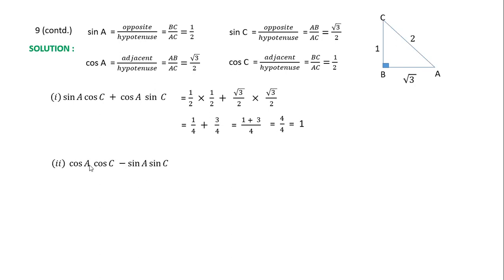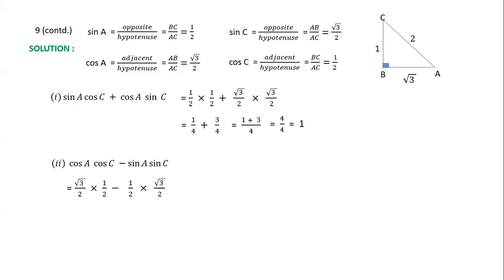Next part. Cos A cos C minus sin A sin C. Again from this let's put the values. Cos A root 3 by 2, cos C 1 by 2. And sin A is 1 by 2, sin C root 3 by 2. So let's put the values. Root 3 by 2 into 1 by 2 minus 1 by 2 into root 3 by 2. Root 3 into 1 is root 3 upon 4. And this is also root 3 into 1 is root 3 upon 4. Root 3 upon 4 minus root 3 upon 4 is 0. So this expression value is 0 and this is 1.